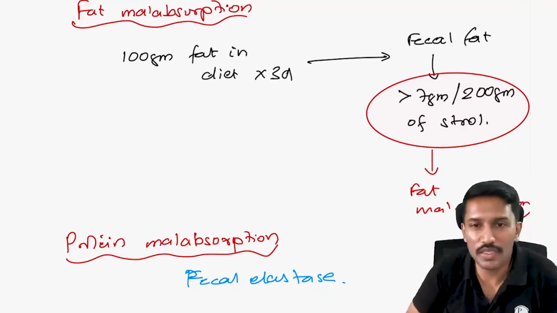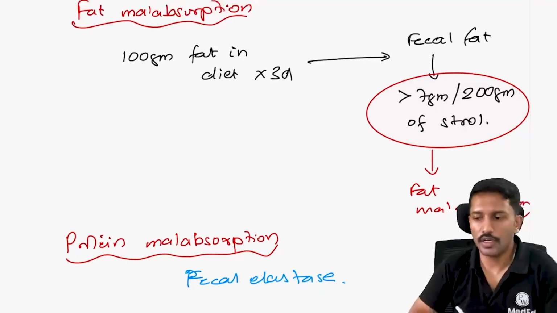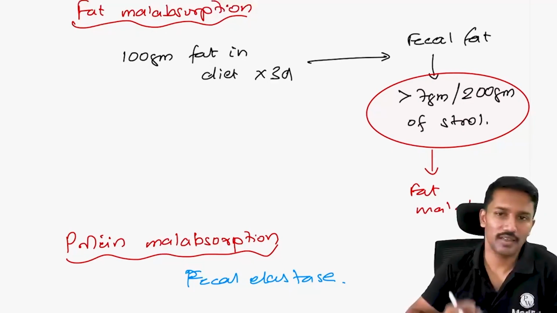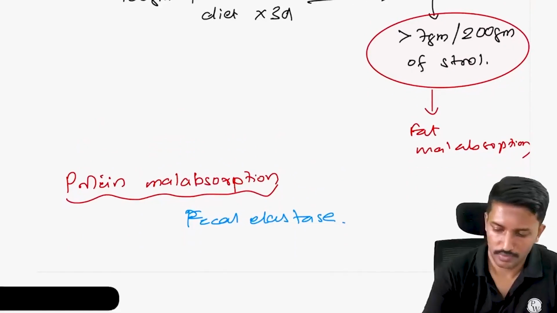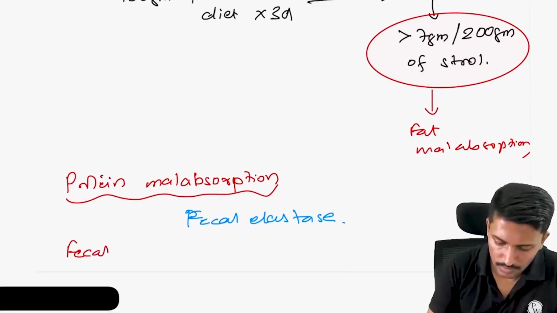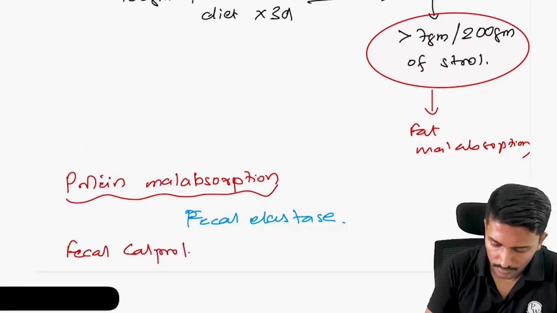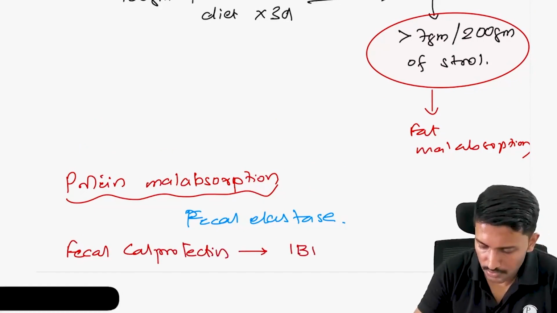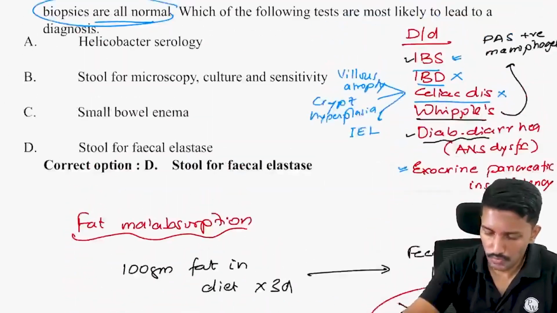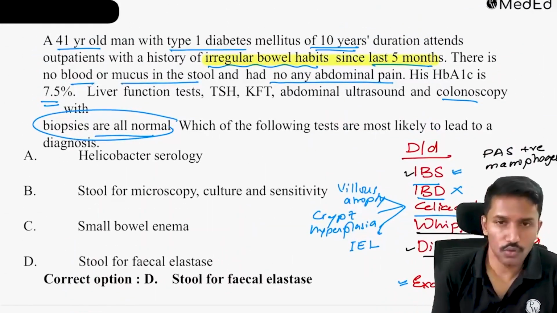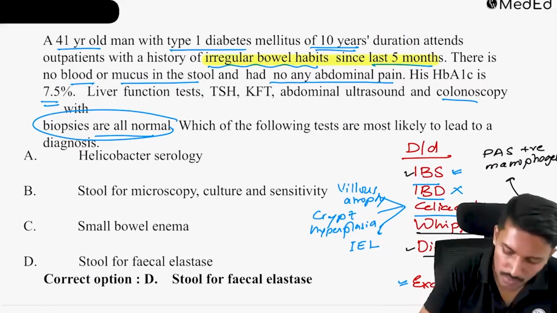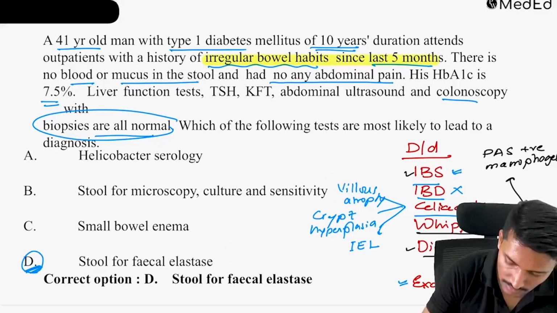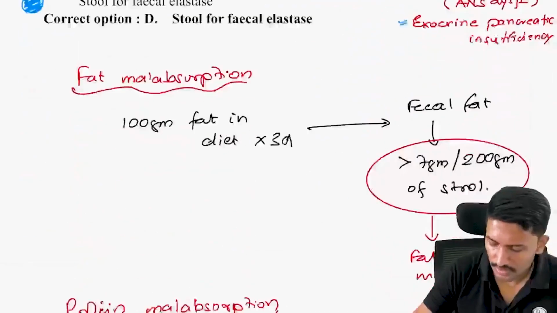That is what you call fecal calprotectin, right? Fecal calprotectin indicates that there is inflammation of your large intestine. It's a marker used for assessing disease activity in patients with IBD. Okay, so now coming back to this question, I have to rule out exocrine pancreatic deficiency, and for that my test would be stool for fecal elastase. So option D would be the right answer over here.